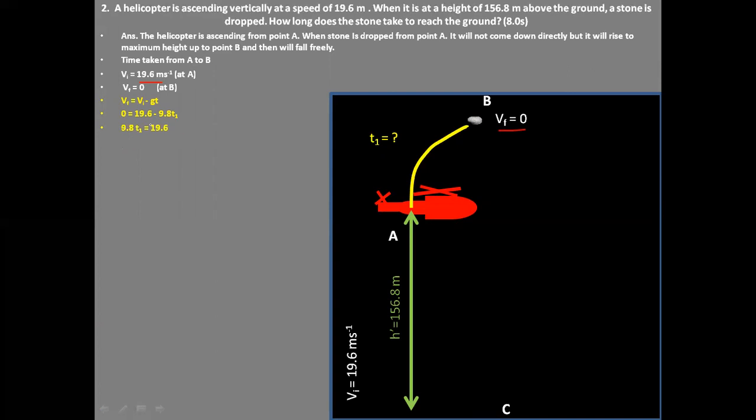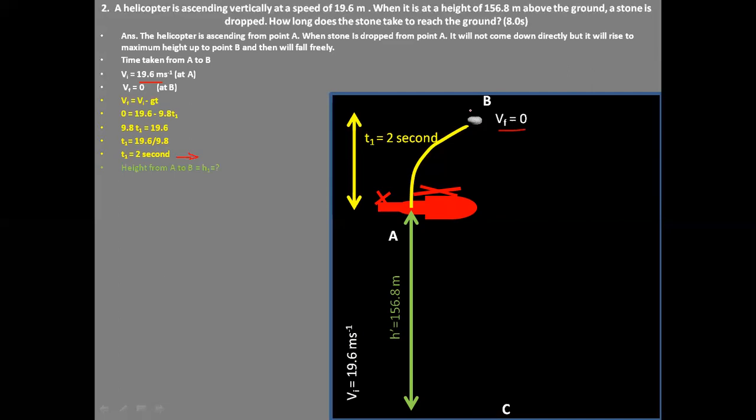If we take 9.8 to the other side, it will be 9.8 T1 is equal to 19.6. We want to calculate T1, so taking 9.8 to the other side, it will divide. T1 will be equal to 19.6 divided by 9.8. The answer is 2 seconds. That means it will take 2 seconds to reach from point A to point B, which is shown by yellow color.